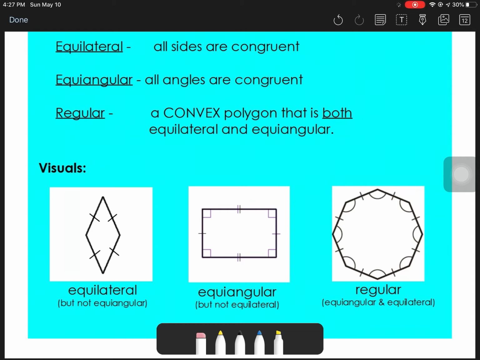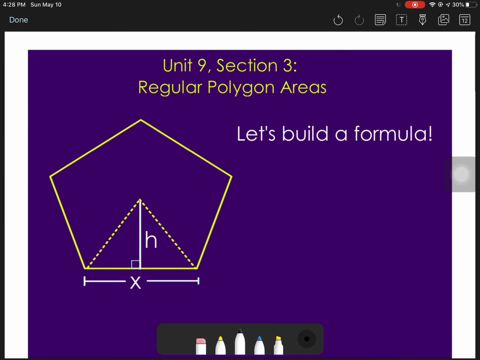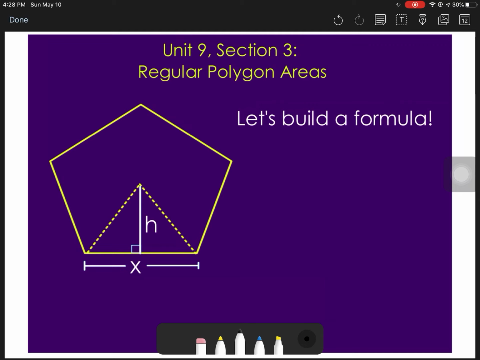Now, a regular polygon is a convex polygon that is both equilateral and equiangular. So all sides are the same, all angles are the same, just like this diagram right here. Okay, so that's the type of polygons that we're going to find the area for. Now, these are different because what we're going to do is we're actually going to look for triangles inside of these figures. So as you see in this first example, it has a dotted outline of a triangle, and we have a base of x and a height of h. This is because we're going to try to build a formula based off of this.